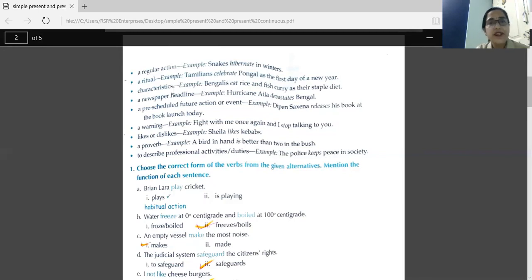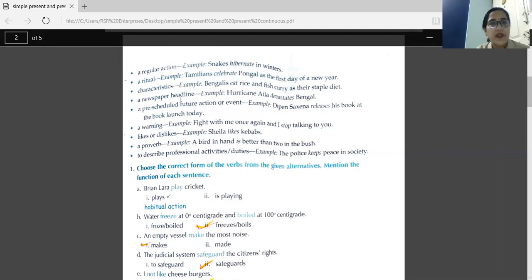Next point, characteristics. Characteristics of anybody or the quality of something. See this example. Bengalis eat rice and fish curry as their staple diet. It's their characteristics of Bengalis. So here we have eat, simple present tense. Bengalis is plural, so we have eat, we are not writing eats there.